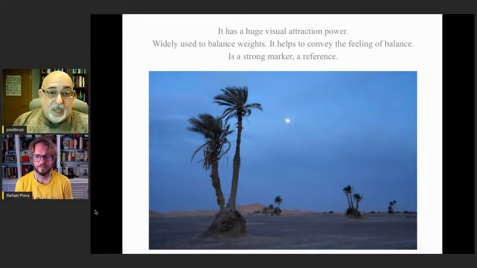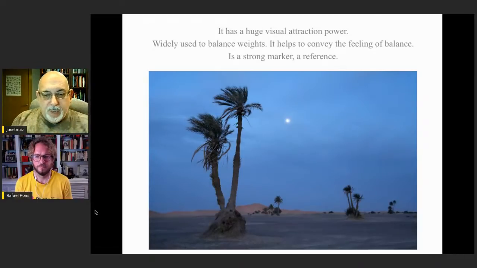It is small, but has a huge visual attraction power. It will attract your eye very fast. You see the dots very fast. So we use it in composition to balance the visual weights. It can be used to balance, but it can be also used to connect. It can be also used to mark or to reference. But mainly, it's a great help in balance.